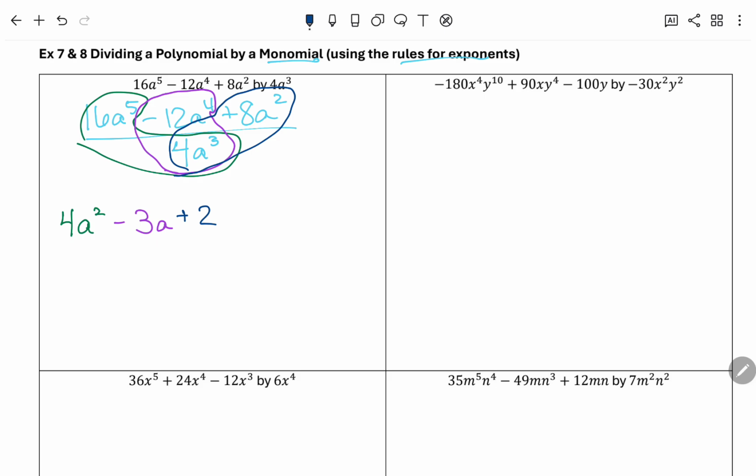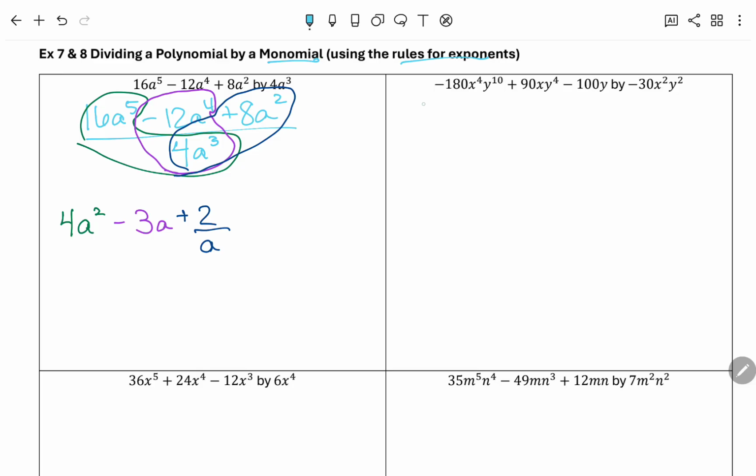And this one I only have 2 a's, and then I have 3 a's on the bottom. So that's going to mean that I have 1 a left over, and it's in the denominator. All right, so that's what that looks like. Love it.